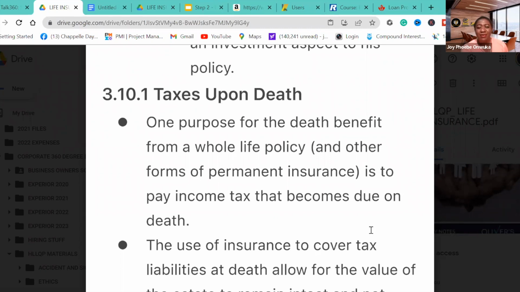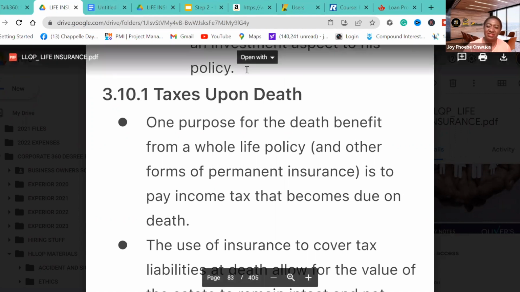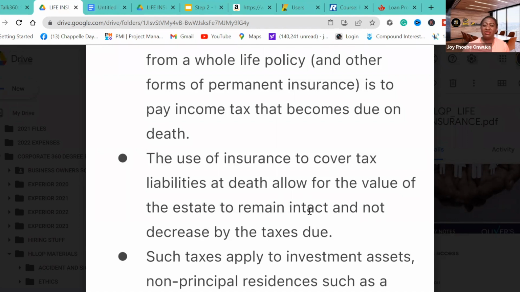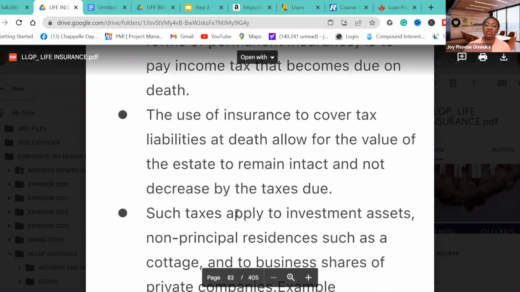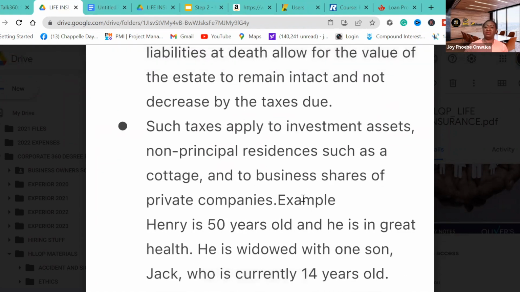Okay. One purpose for the death benefit from a whole life policy and other forms of permanent insurance is to pay income taxes that become due on death. The use of insurance to cover tax liabilities at death allows the value of the estate to remain intact and not decrease by the taxes due. Okay? Such taxes apply to investment assets, non-principal residences such as a cottage, and to business shares of private companies.